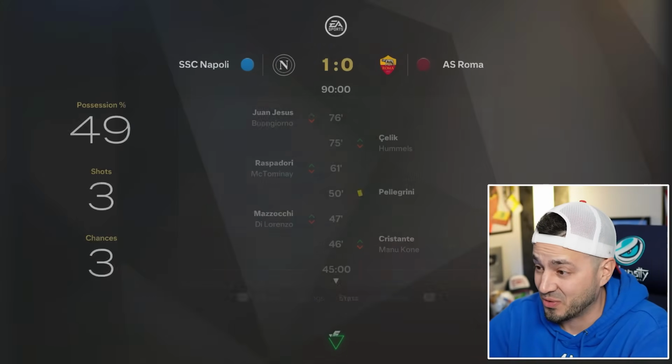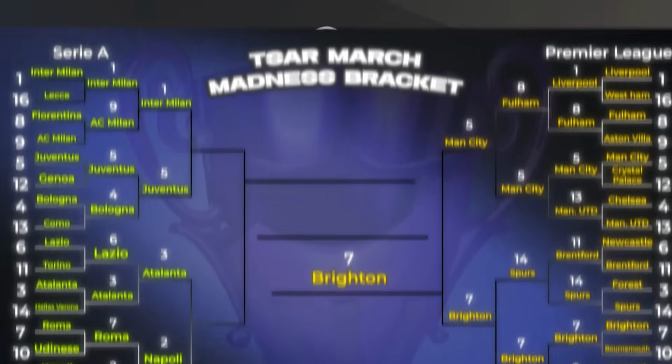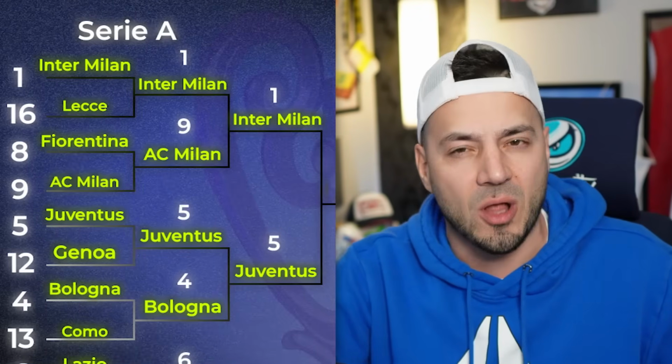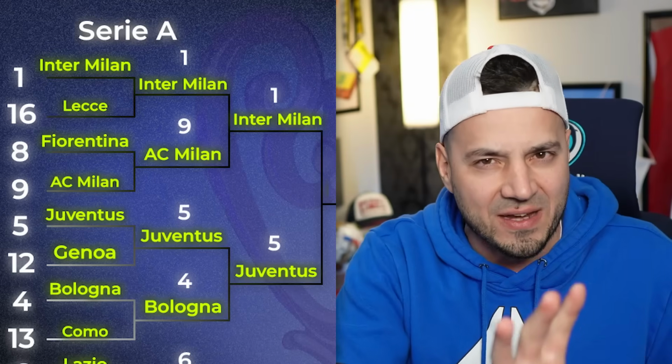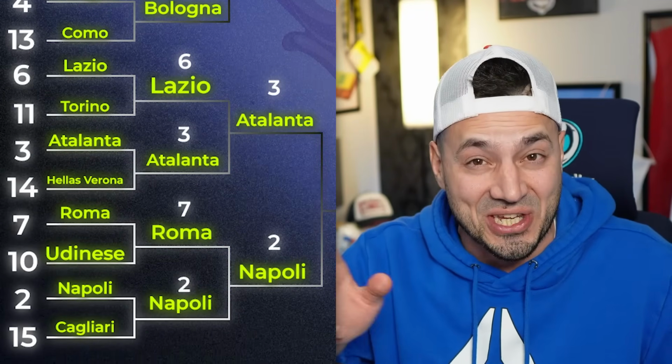The club that progresses, it is the 2nd seed. Roma is also eliminated. And so the last 4 clubs that remain in the Italian division, my friends. The number 1 seed, Inter Milan, will take on the 5th seed in Juventus, while the 3rd seed in Atalanta will take on the 2nd seed in Napoli.